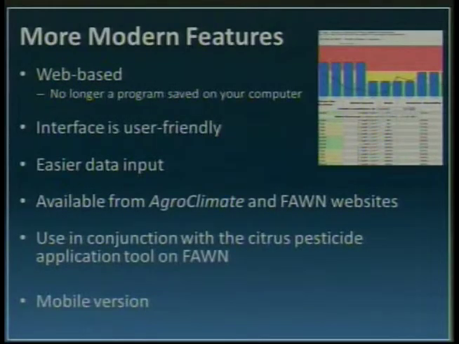Aerial applications are not likely to get adequate penetration for this disease, so the best method of application is an air blast sprayer. Some of the more modern features: we're using a web-based program now, no longer the standalone program. The interface is user-friendly. We've got easier data input than previously. It's available from either the AgriClimate or FAWN websites, and you can use it in conjunction with the citrus pest application tool on FAWN, which will give you a preview of the next 45 hours on when is a good time to spray and when is not.